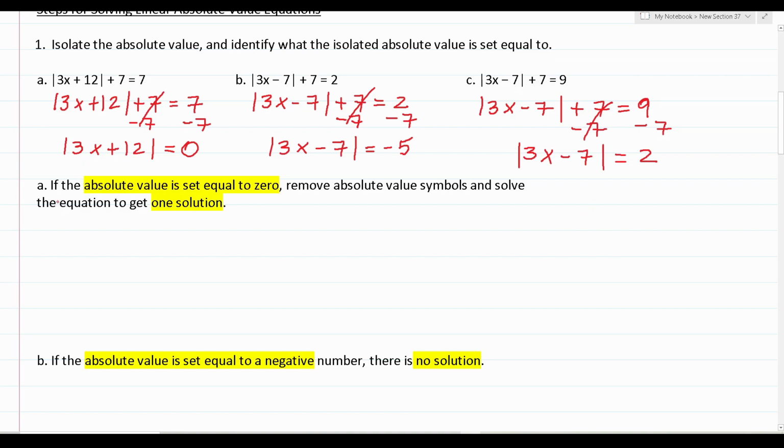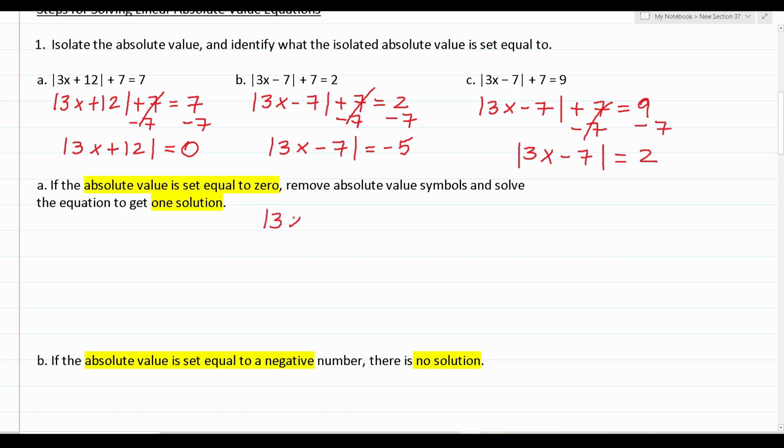A here says, if the absolute value is set equal to 0, remove the absolute value symbols and solve the equation to get just one solution. So if we look at A, B, and C here, we can see that A is set equal to 0. So let's go ahead and work on this one.